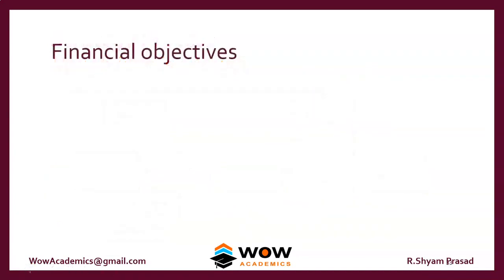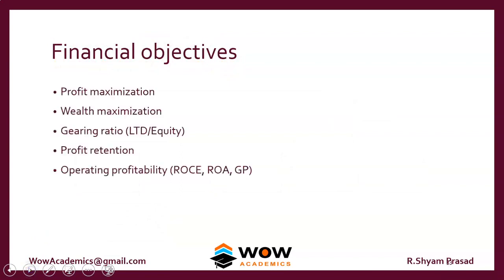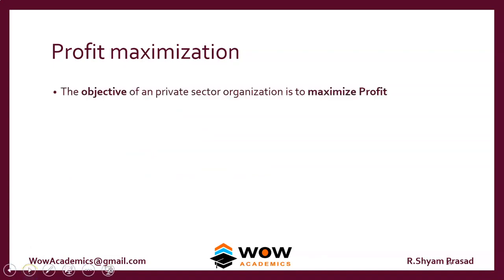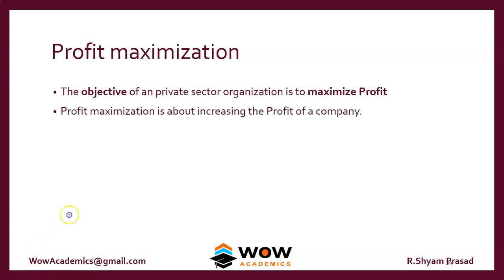So what are the financial objectives of a company? Usually these are the objectives: profit maximization, wealth maximization, gearing ratio, profit retention, and operating profitability or profitability ratios. We'll start from profit maximization. So the objective of an organization is to maximize profit. That's a nice thing. Profit maximizing is about increasing the profit of a company.